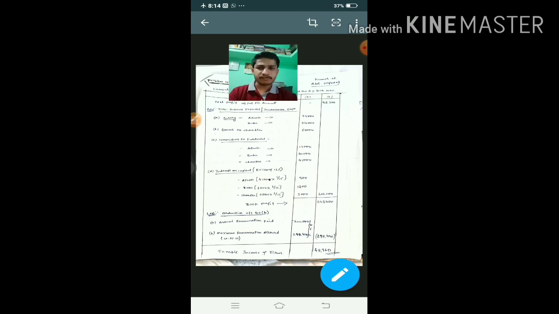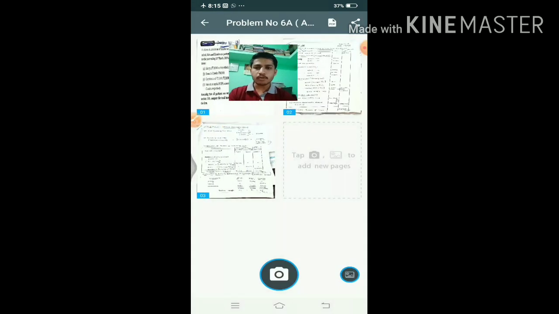Salary: Ashok and Babu are receiving 74,000 each, so Babu is 74,000 and Ashok is 74,000 rupees. Bonus to Chandru is 68,000, and commission to the partners is 19,000, 20,000 and 45,000, as provided in the problem. The next item is interest on capital. How much is provided in the problem?